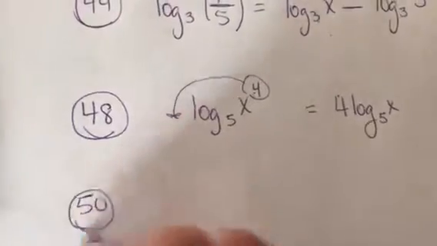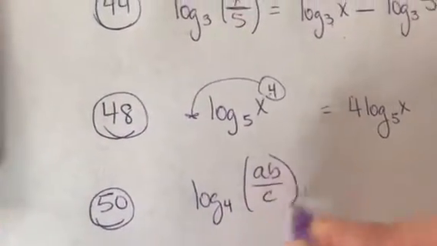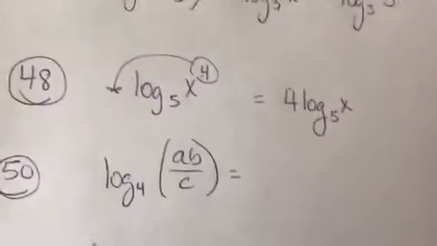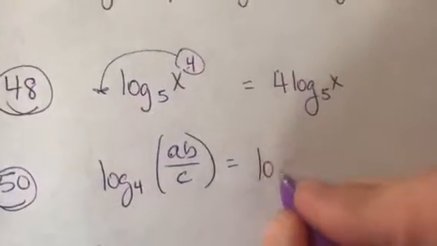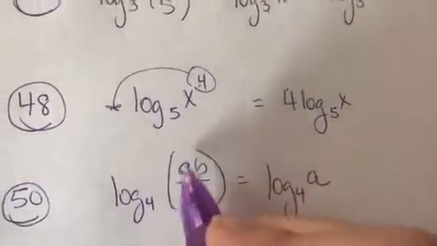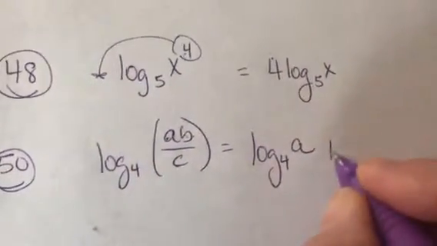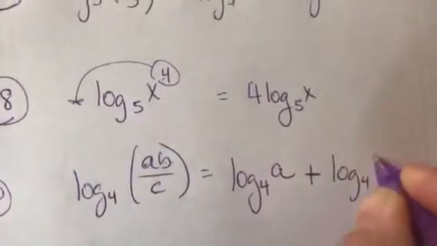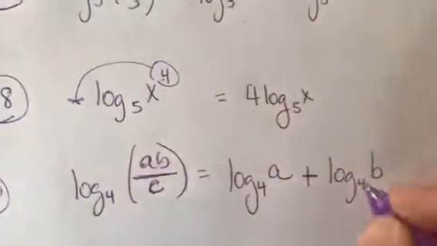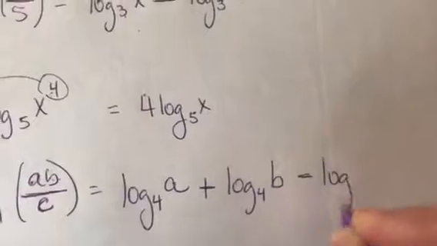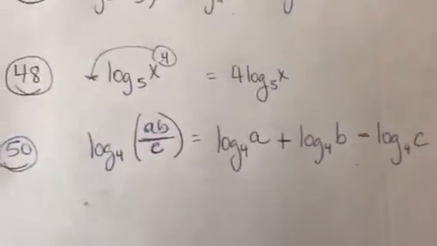50, I love 50. 50 looks like this, log base 4 of AB over C. And they want you to expand it. Okay, notice I have 1, 2, 3 things, so I'm going to have to break this up into 3. So it's going to be log base 4 of A. I'm multiplying up here, A times B, so I can expand by adding log base 4 of B, but then I'm dividing by C. So I know that I would have to subtract log base 4 of C, and that's it, right there. So it looks kind of weird.